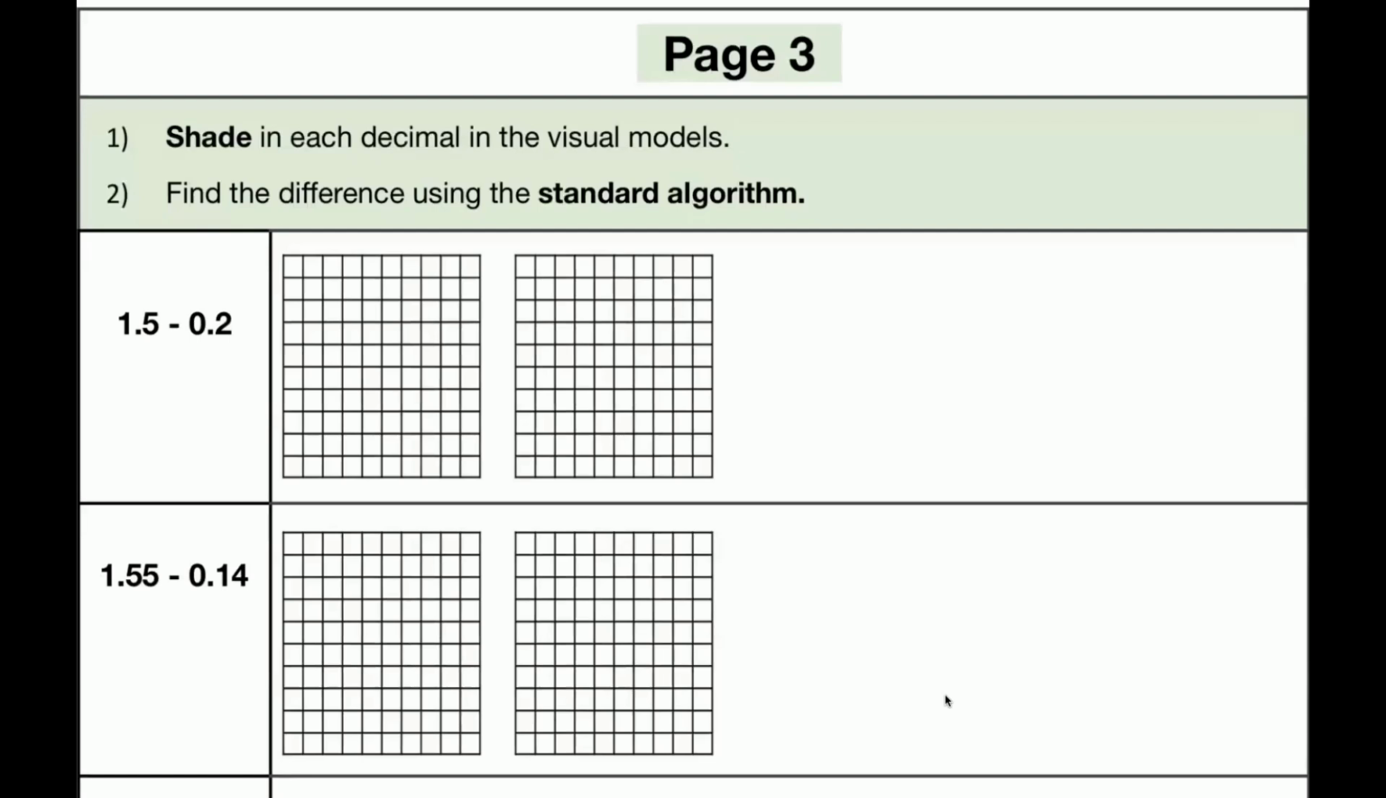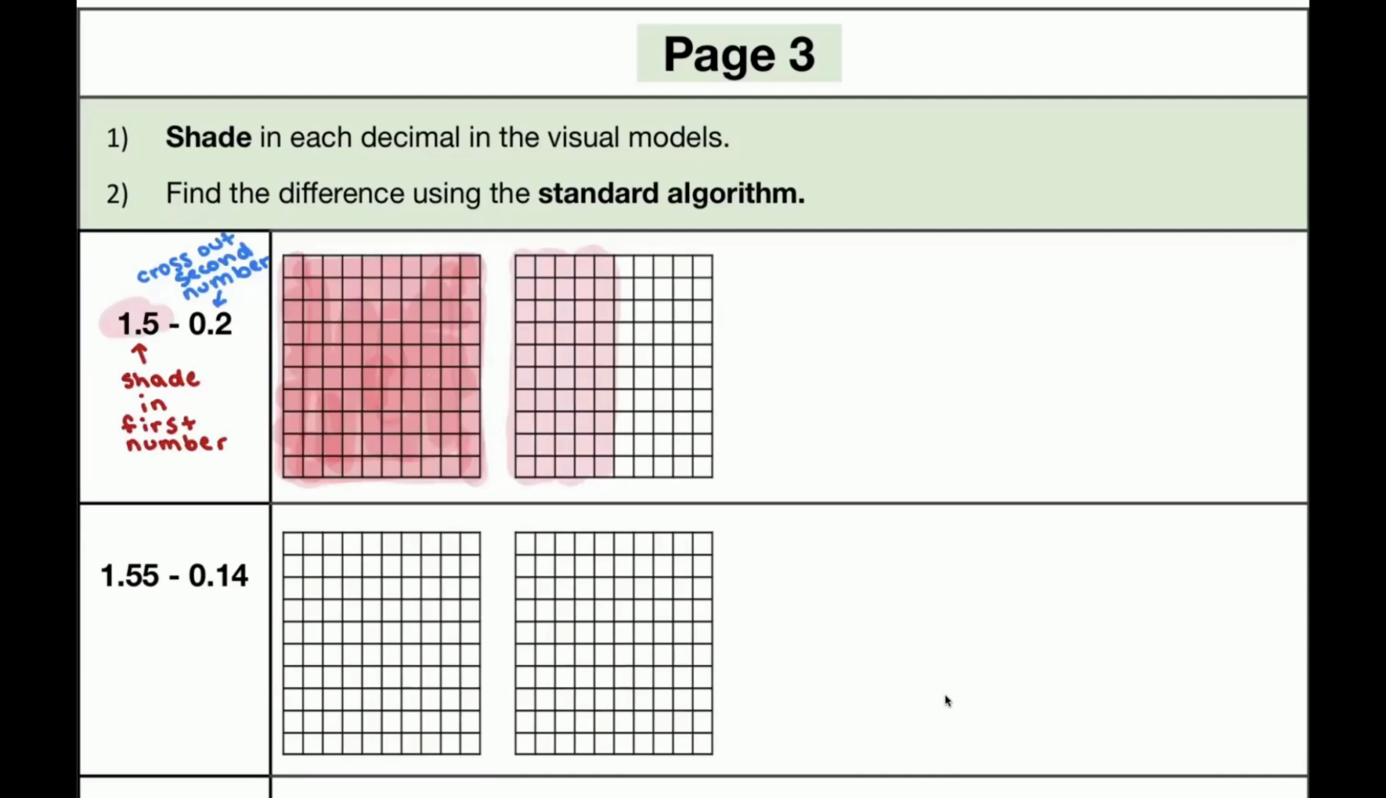On page 3, we're still practicing shading in with our models, but now we're practicing subtracting doing it. So it's a little bit different. But to start off, what we're going to do is focus on our first number and shade that number. So we are going to shade in 1 and 5/10. So I'm going to shade in 1 whole, 5/10. Pause the video if you need more time.